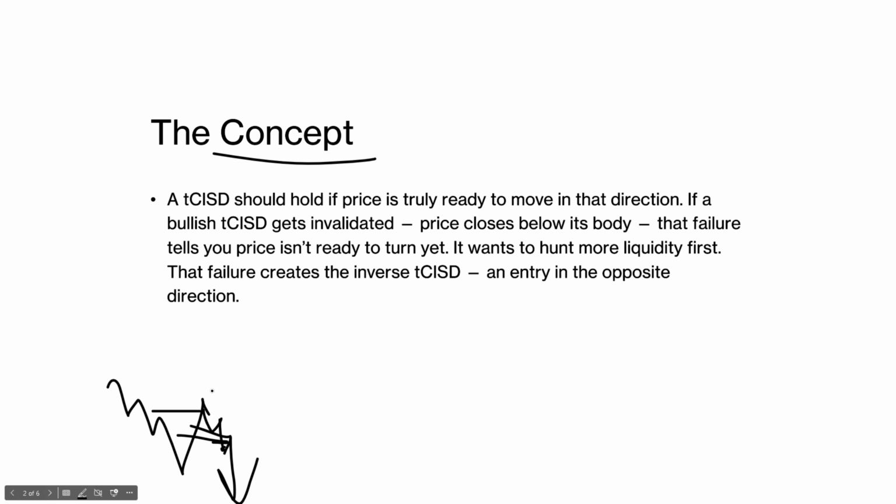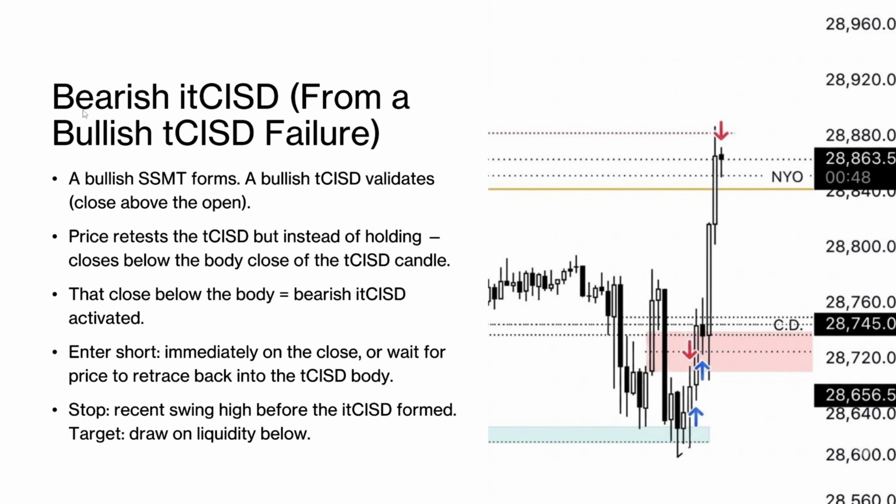This is how you use an inversion chain state of delivery. So it wants to hunt more liquidity first. That failure creates an inversion true chain state of delivery, an entry in the opposite direction. All right, now we got a bearish inversion chain state of delivery from a bullish true chain state of delivery failure.